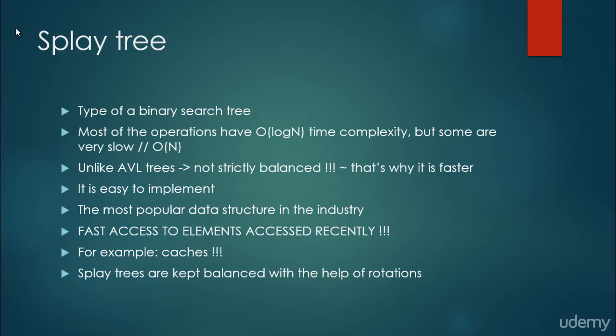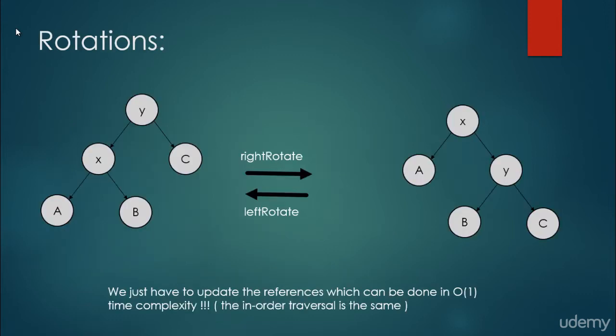So Splay trees are kept balanced with the help of rotations. These are the kind of rotations we are familiar with from AVL trees. For example, in the first tree there's a root node y, and it has a left child x. If we make a right rotation, then x will be the root, and the right child of x will be y. And of course it is symmetric, so we can make the rotation in the opposite direction.